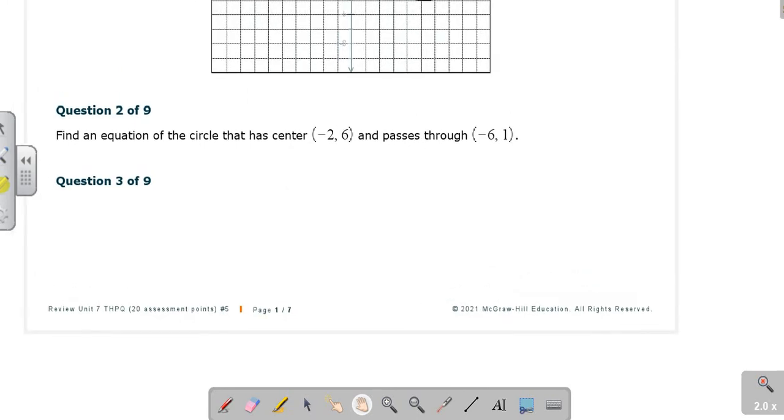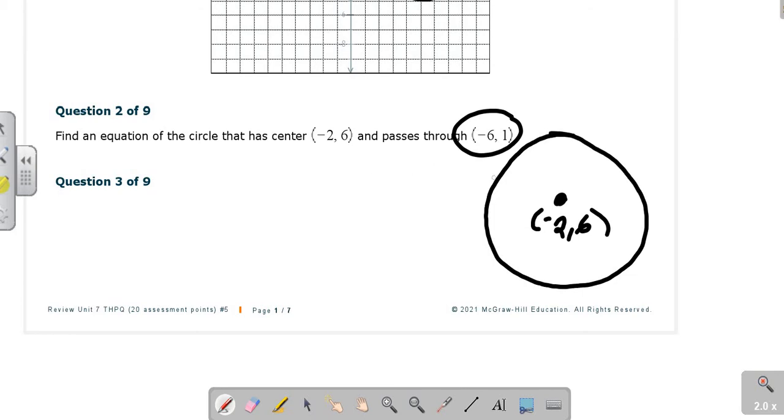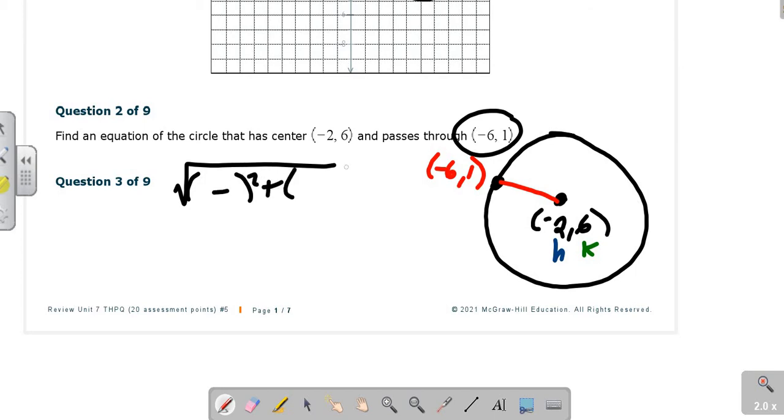Find the equation of a circle that has a center and passes through a point. So what this looks like is the center of the circle is negative 2, 6, and the circle, wherever it's located, passes through the point negative 6, 1. So we already have our h and our k. What we need is the length of our radius, which is a distance equation from the center to that point on the circle. So we're going to find the distance between these two points.